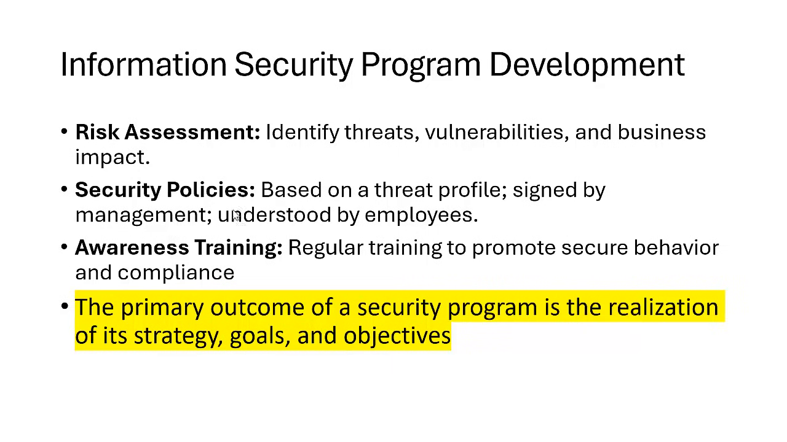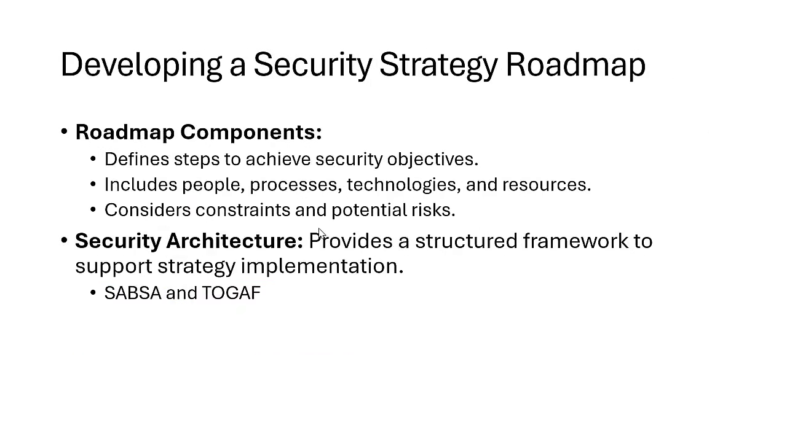Now to implement the program in the organization, the first thing we need to understand is the components. Okay. So we define the steps. We include the people, process, technology, because by the end of the day, PPT work together to create value. And we also need to see what are the constraints and potential risks we have. So we follow the architecture. Architecture is a roadmap. Okay. It's a structured framework which supports the strategy and implementation.